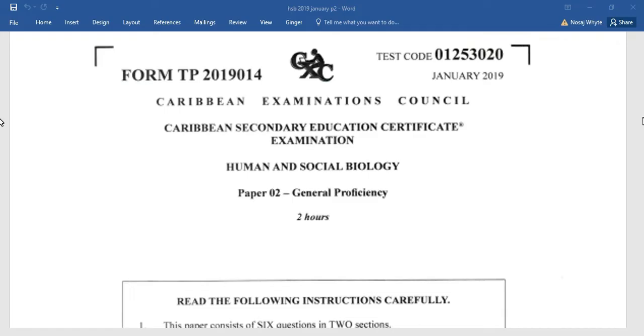I am Mr. Wilson, and today we're going to be looking at the Human and Social Biology paper 2, of course it's a January 2019 paper. We're going to be doing an overview of a paper. We're going to be looking at question number 3 through to question number 6. You would have seen question number 1 to 3, we have already done, and it is on my channel.